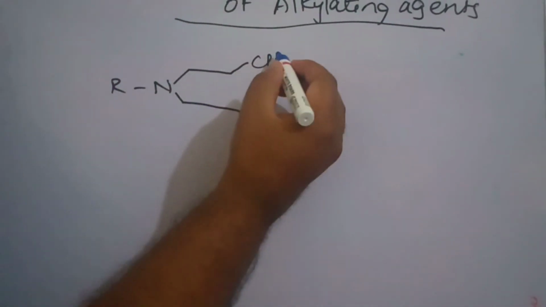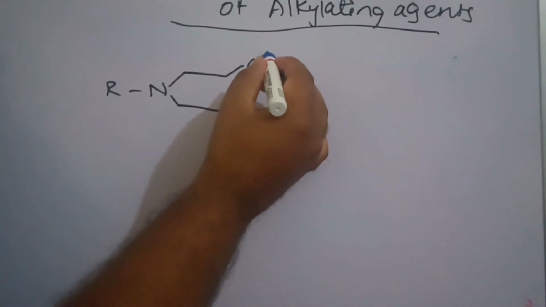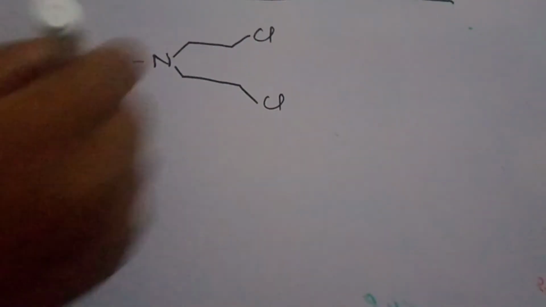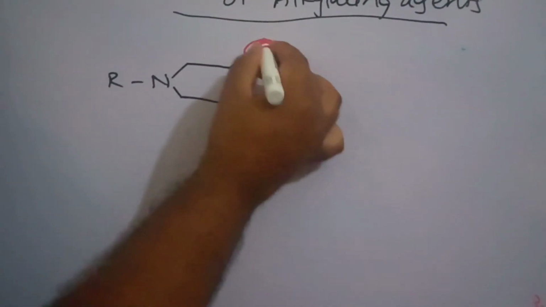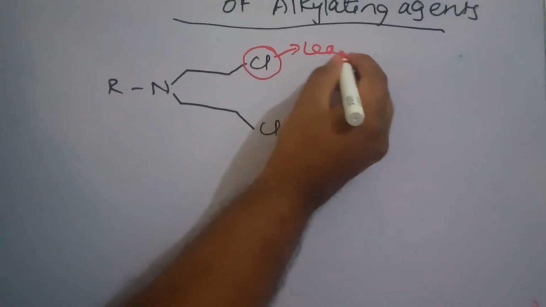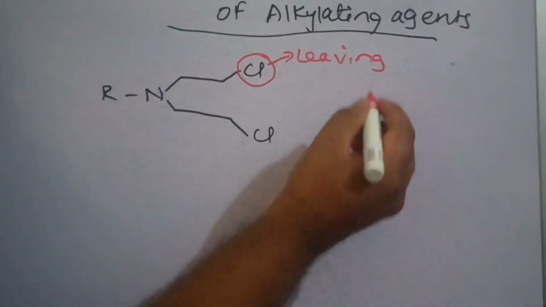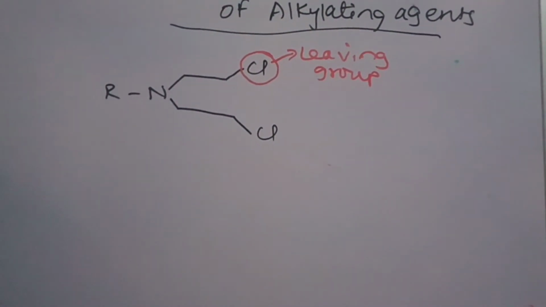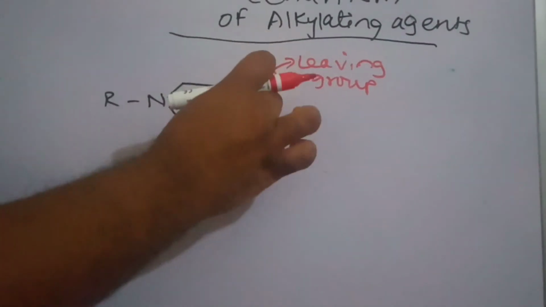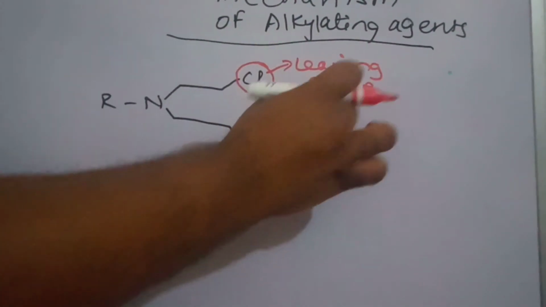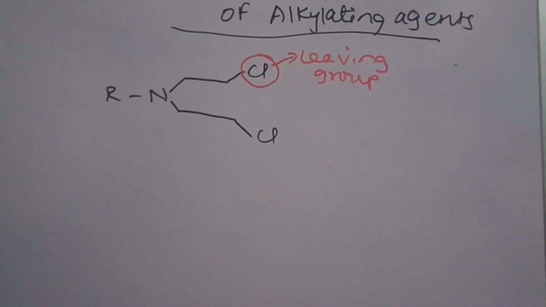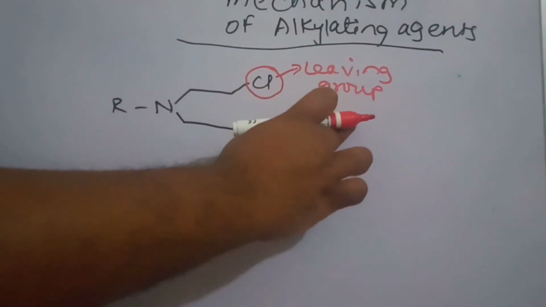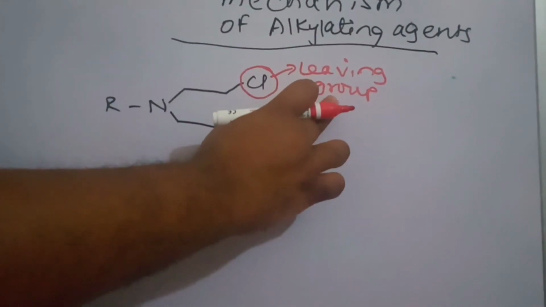Now if you see the chlorine present here, chlorine is a leaving group. What is a leaving group? It is an atom or group of atoms which takes the pair of electrons and departs completely from the molecule.